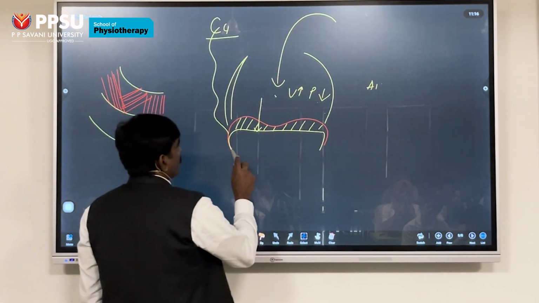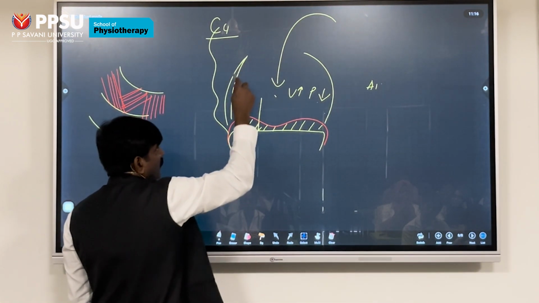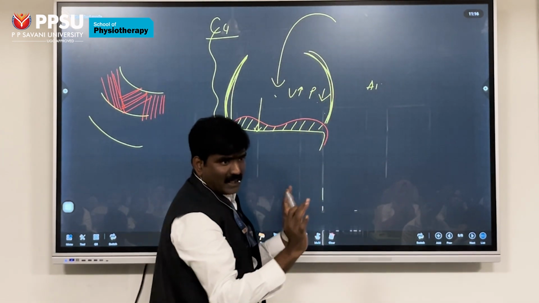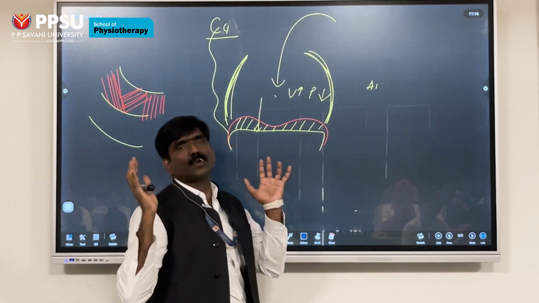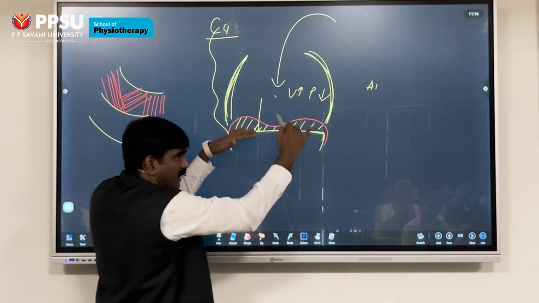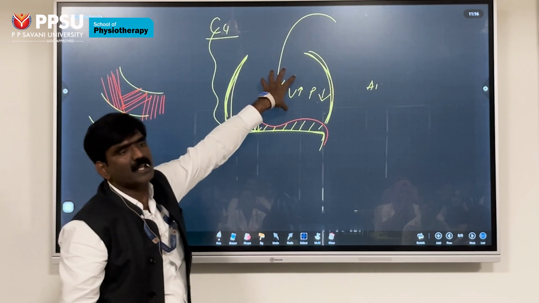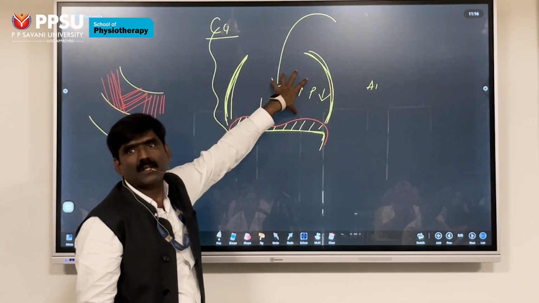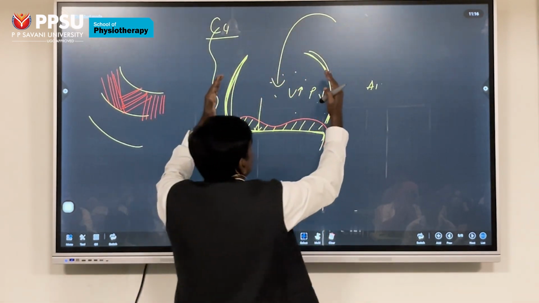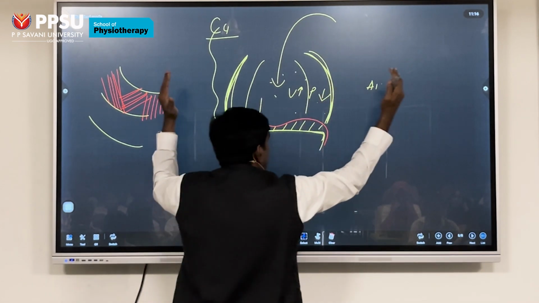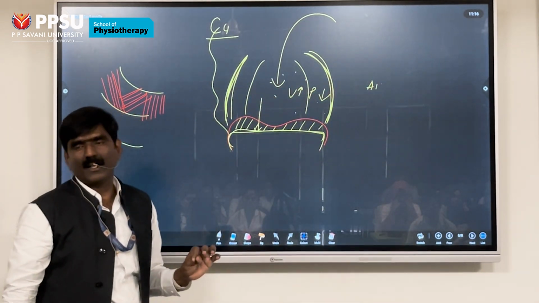So now what happened? Because the intercostal muscles are paralyzed, they cannot keep the thorax stable. When the diaphragm muscle is contracting, negative pressure is created inside the chest. Because the chest wall is not stable, the chest wall will move inward. Are you getting what I am saying?